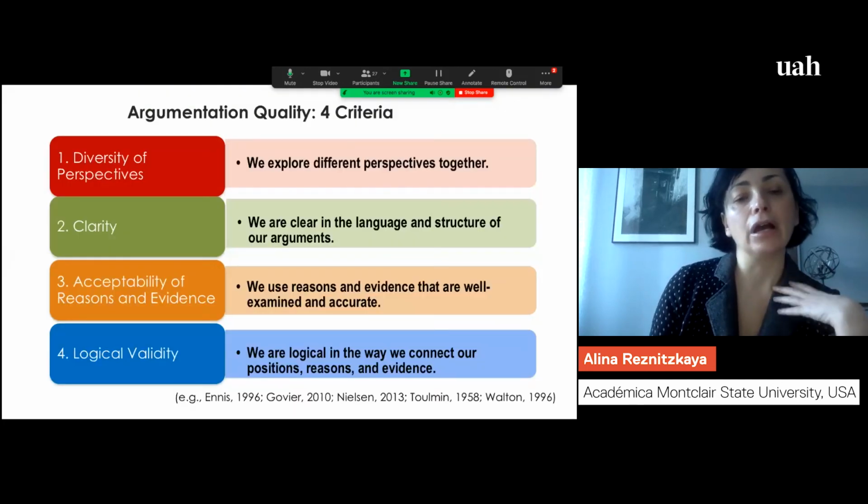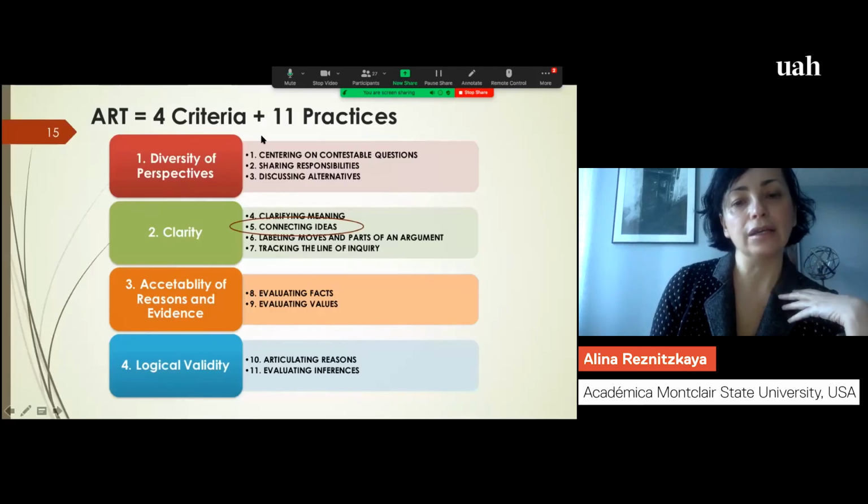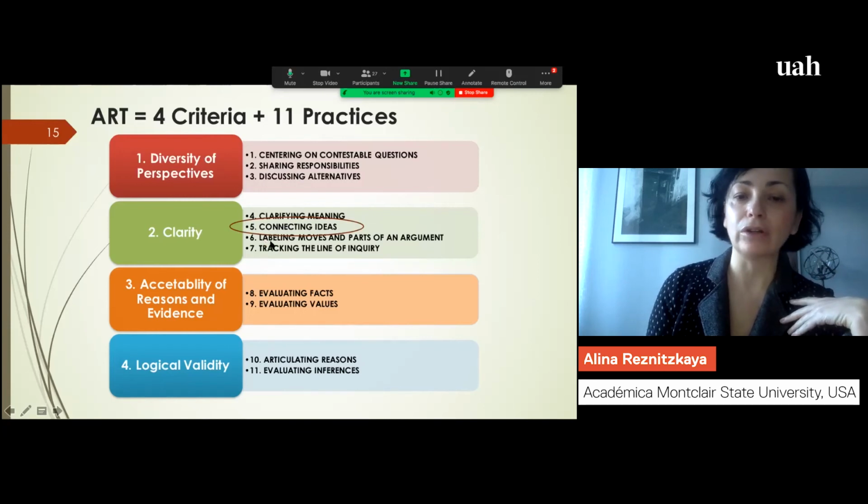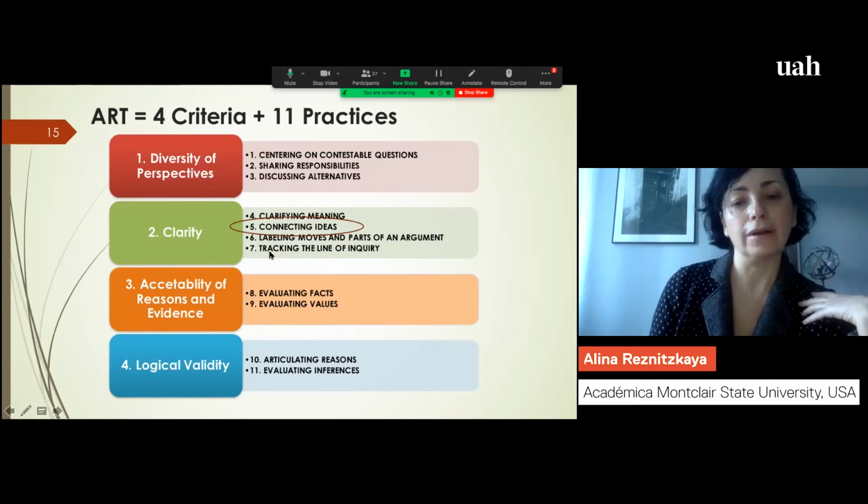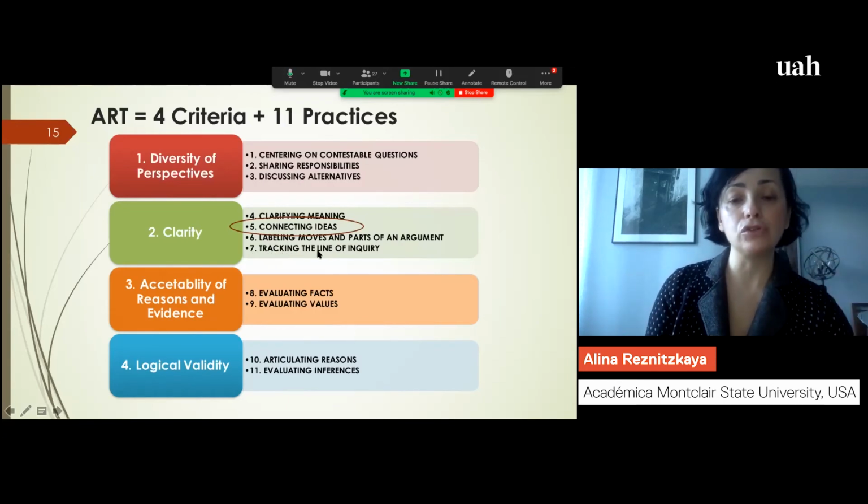But having these criteria doesn't really help teachers to know specifically what to do during the discussion. And so what we've done is we identified key practices that the teachers can use to enforce a particular criterion. So if we look at clarity, for example, if things are not clear, these are 4 key practices that the teacher can use to enhance the quality. She can clarify meaning, work on connecting ideas, work on labeling moves and parts of an argument. And this is more general, she can summarize or track the line of inquiry or have the students summarize it. But having these practices stated here, like these are the 4 practices, go ahead and use them, is still not enough for teachers to, again, know specifically what to do.